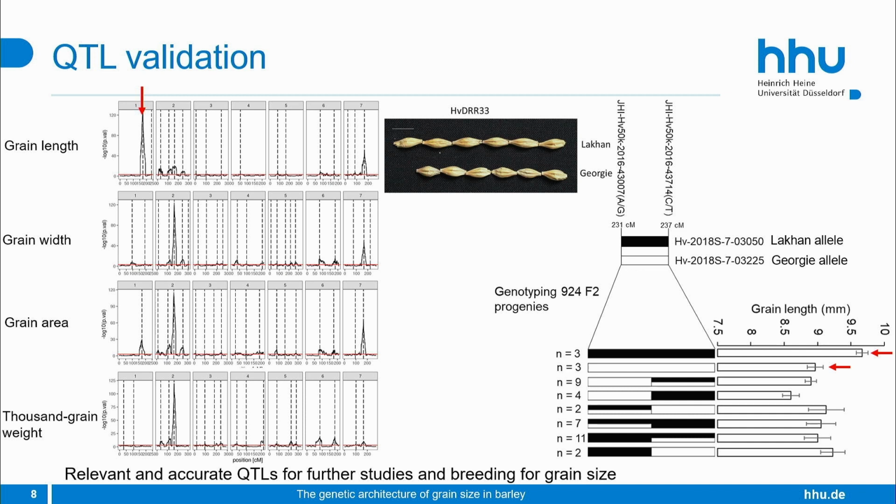If you look at the non-recombinants, the plants that have the Lakhan allele on both borders have longer grains compared to the plants that have the Georgie allele. So this somehow confirms the accuracy of the QTLs, and we can say that these are relevant QTLs which we can use in further studies to identify the underlying genes that regulate such traits in barley.